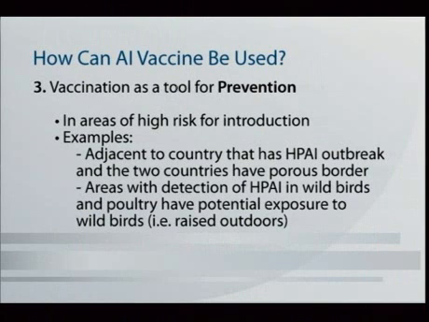border. A second place that it could be examined is areas with detection of highly pathogenic avian influenza in wild birds. And you have poultry that are raised outdoor with potential exposure to infected wild birds. In this case, vaccination could be considered and examined as a possible way to reduce the risk. But even if you do decide to use vaccine, it has to be prioritized to what the risk would be.